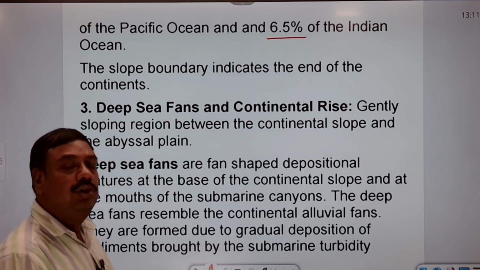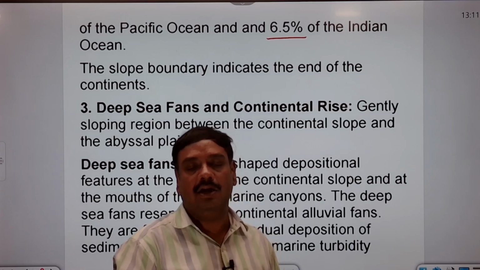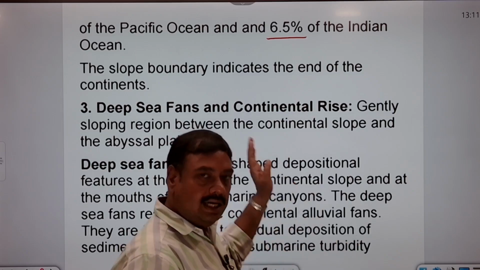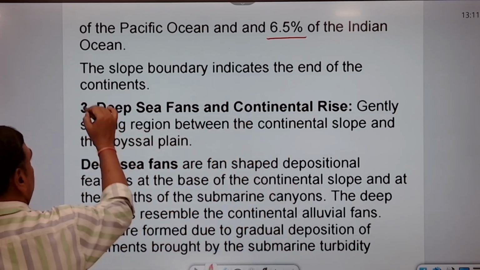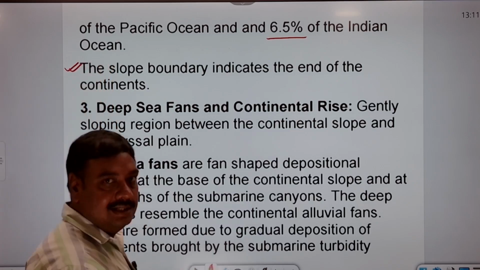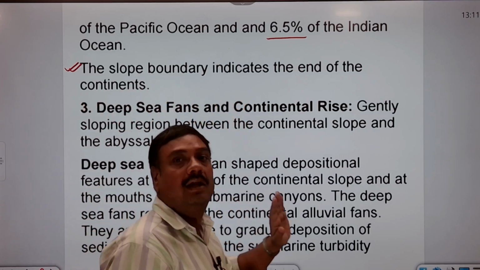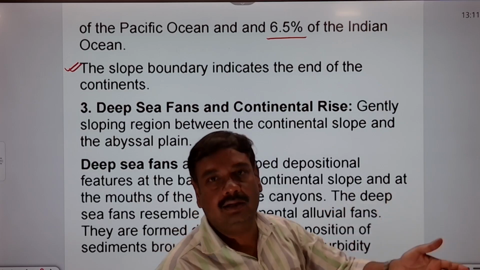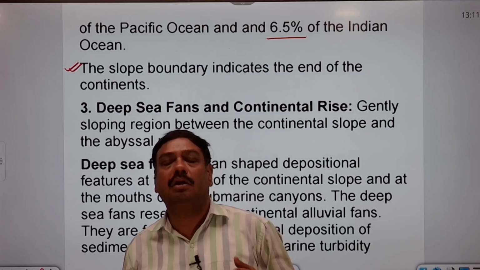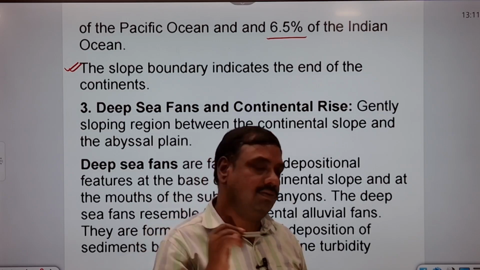As I told you, the end of the continental slope is defined as the end of the extension of continental crust into the ocean water. That is also given here: the slope boundary indicates where the continental slope ends. The slope boundary indicates the end of the continents in the oceanic part, the end of the extension of continents, right. In this way you can see here.